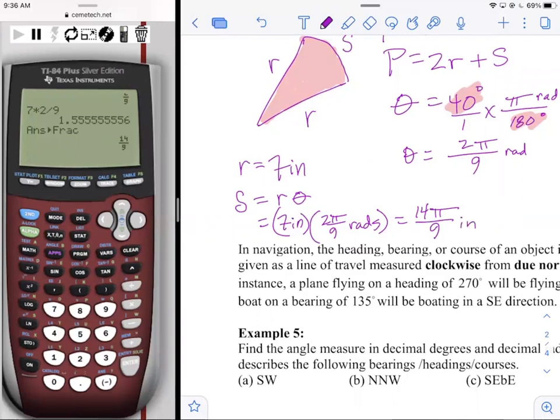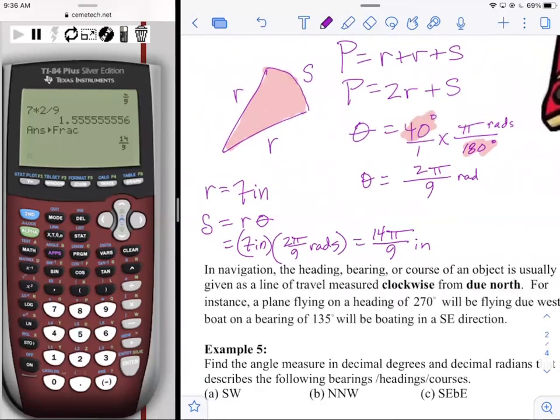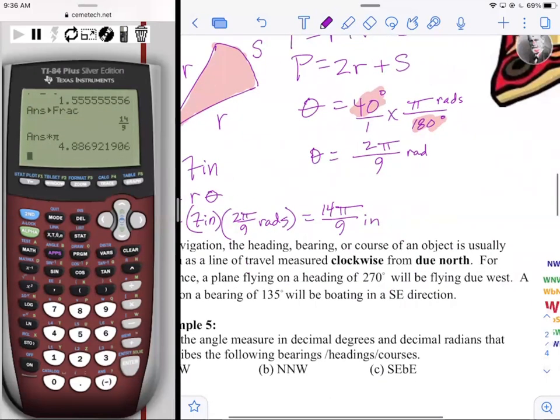Now, as we said in the warm-up, that's an exact answer. But because it's not an angle in radians, it would be nice to multiply it out so that we have a truer appreciation, yes? Okay, so if you want to multiply that by pi, you can, boom. So that arc length is going to be 4.886 inches.